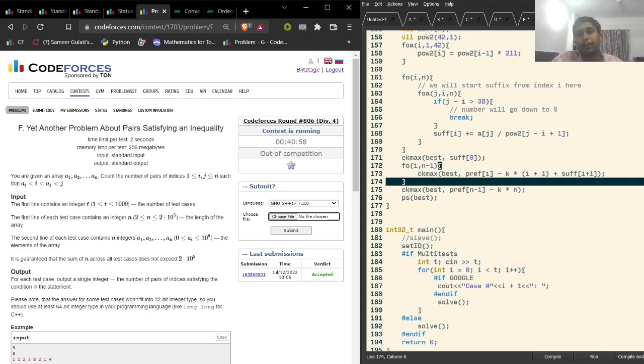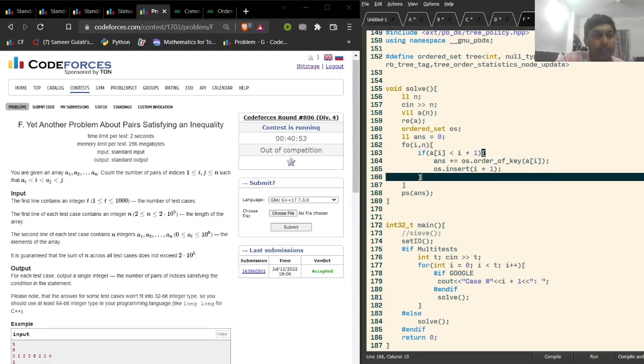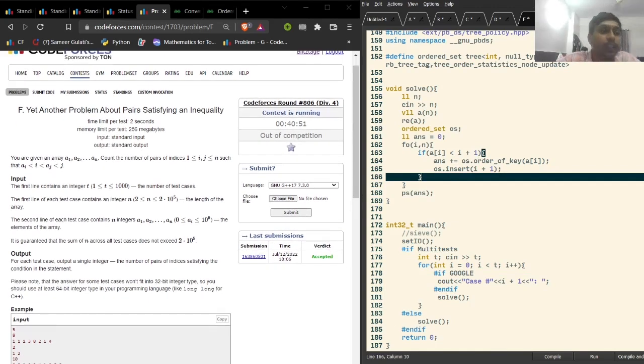F was relatively simple. It was simpler than E according to me, but you need to know how to use an ordered set. What you want to do is realize that I can check a_i less than i for every particular index, and a_j less than j for every particular index. I just need to find the number of values a_j such that they are greater than i. So I have an index i and another index j which is larger than i, and the value a_j has to be greater than i. That is the only thing I have to check.